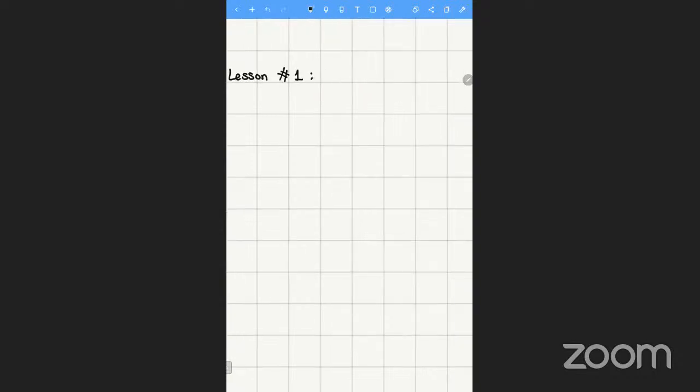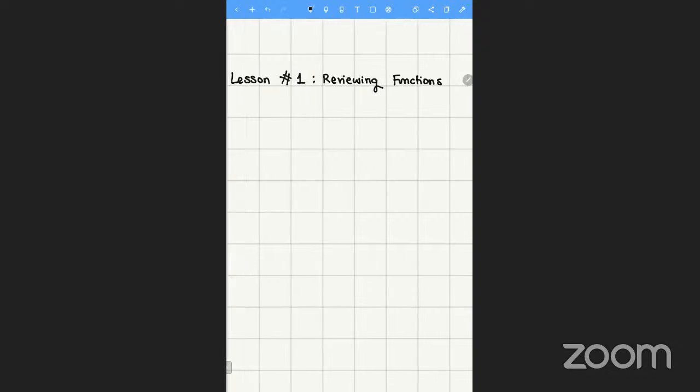Okay, so let's start. Lesson number 1 is reviewing functions. So you must be wondering what is a function. In today's lesson, we'll be examining some of the functions you have already encountered in grades 9 to 11, both graphically and algebraically.